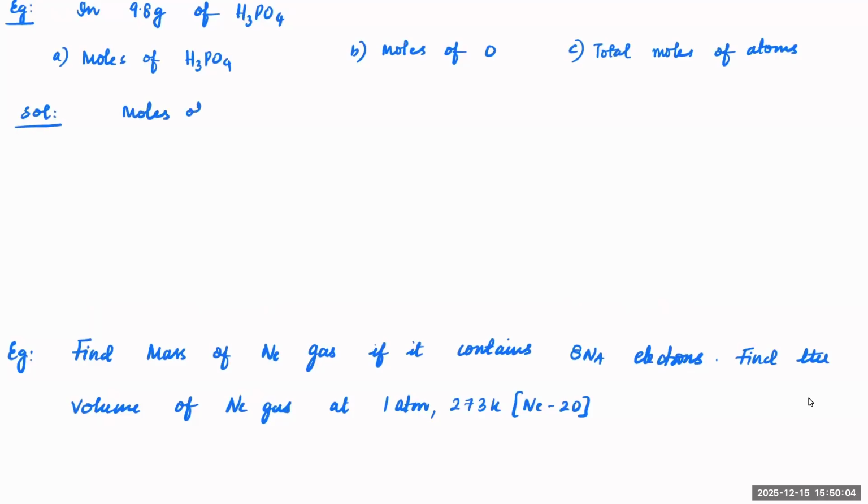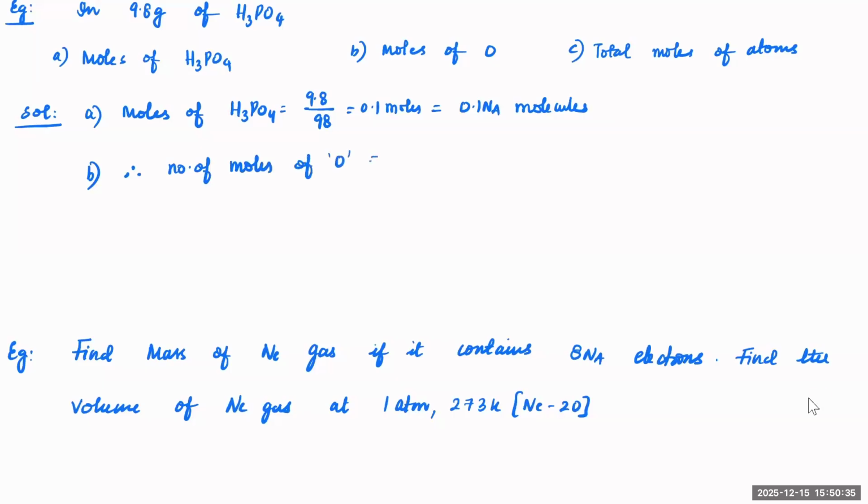Moles of H3PO4 will be simply the mass divided by the molar mass, which is 98. So 0.1 moles. 0.1 moles can also be written as 0.1 Na molecules. Similarly, to check how many oxygens we have, every 1 mole has 4 moles of oxygen. Therefore, the number of moles of oxygen atoms is equal to 4 times the number of moles of H3PO4, which makes it 0.4 moles.